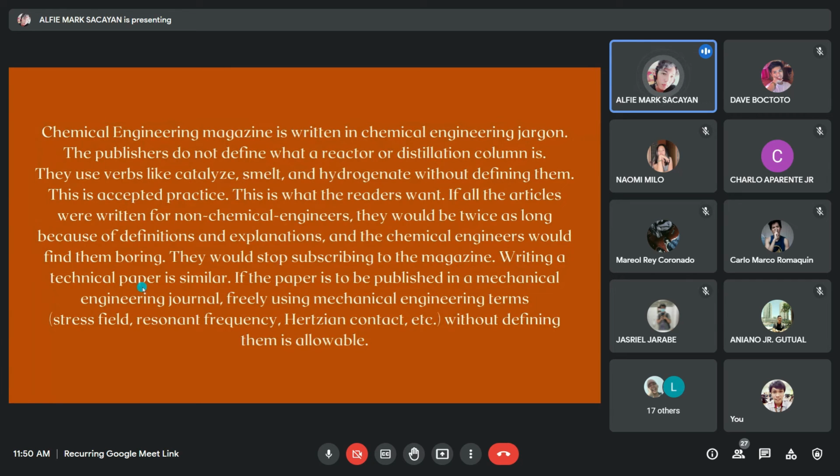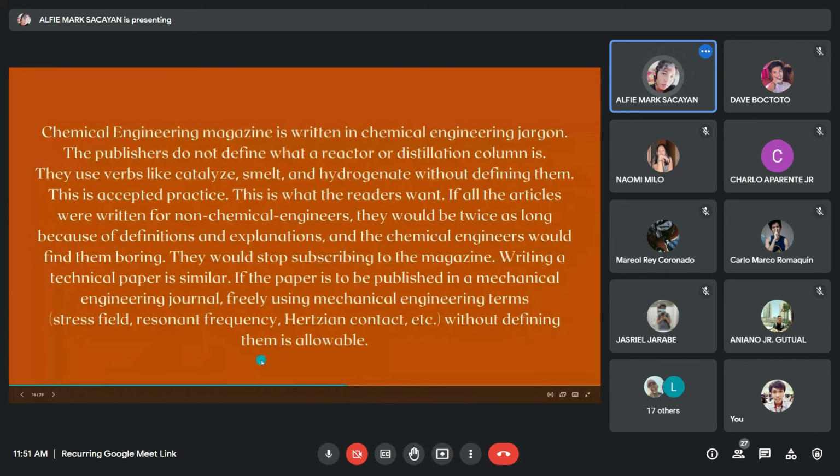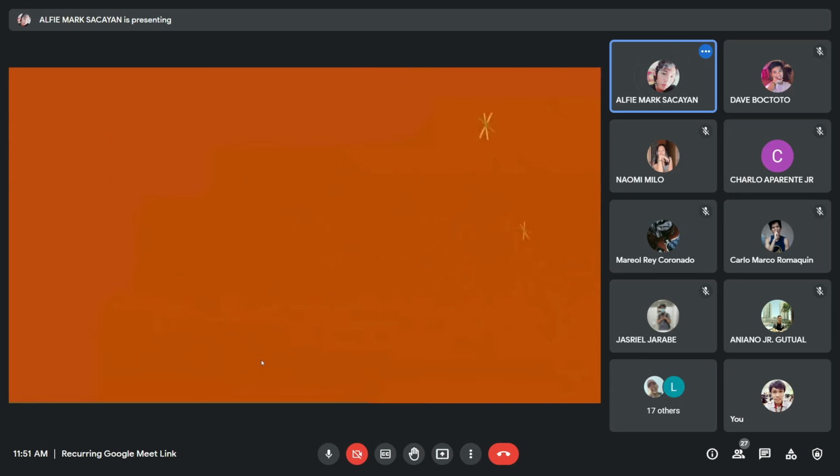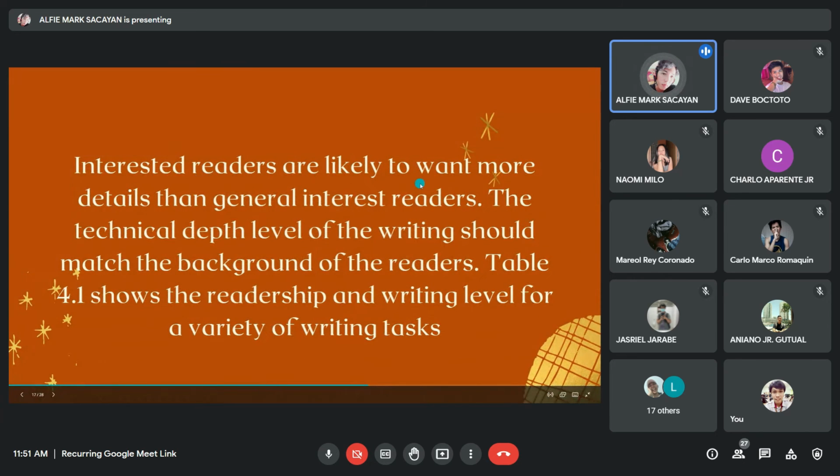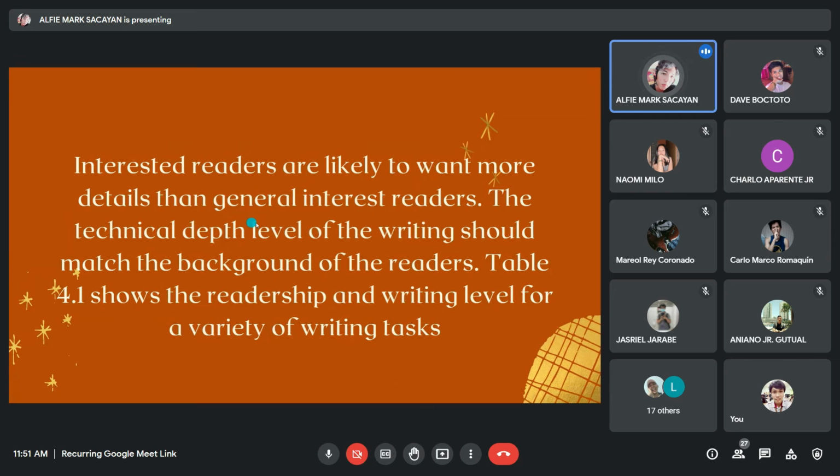So writing a technical paper is similar. So if the paper is to be published in a mechanical engineering journal, really using mechanical engineering terms like stress field, resonant frequency, is advisable, and without defining them is allowable. Okay? So, interested readers are likely to want more details than general interest readers. The technical depth level of the writing should match the background of the readers.